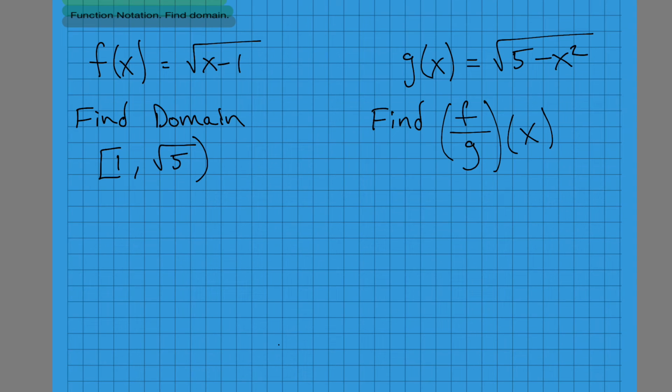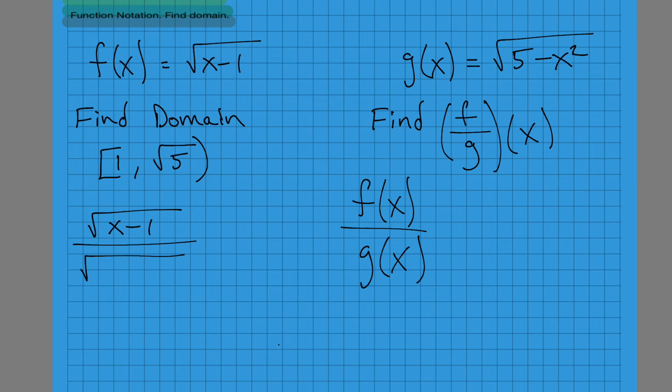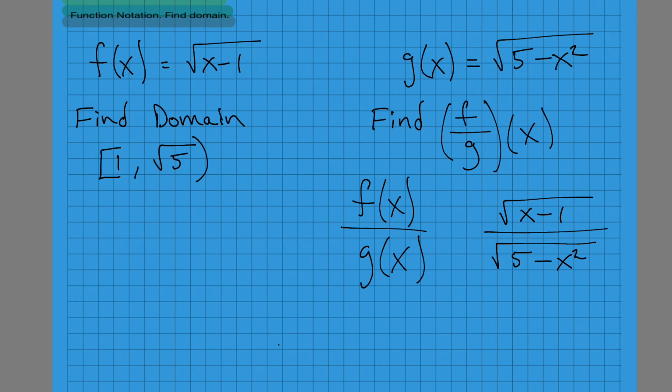All right, now let's find f divided by g of x. Remember, that was going to be f of x divided by g of x. So for f of x, we have the square root of x minus 1. For g of x, we have the square root of 5 minus x squared. There you go. f divided by g of x is the same as f of x divided by g of x. You could write it either way.